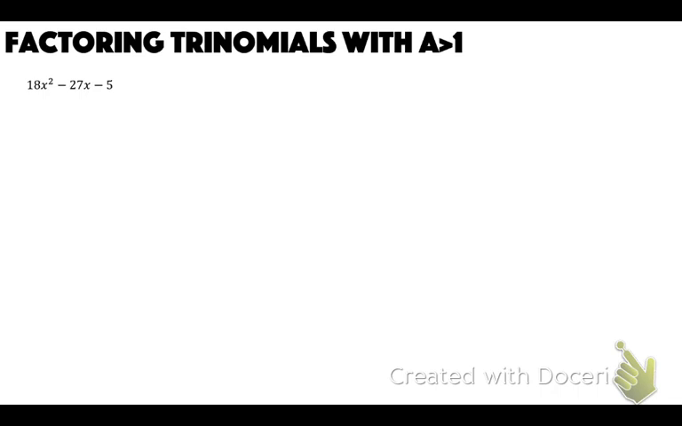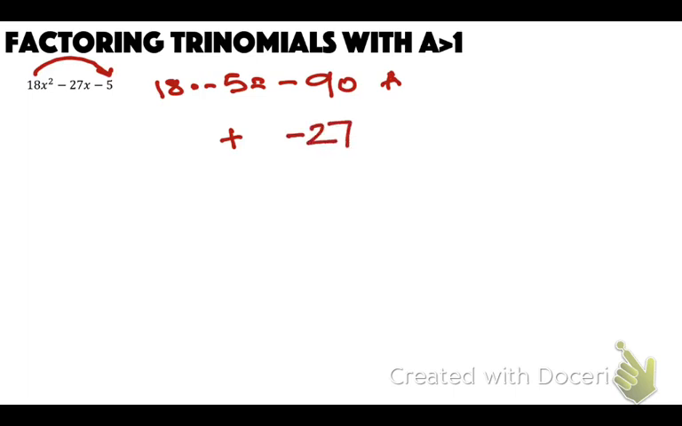Anyways. All right, so now factoring trinomials with a greater than 1. So I want to do this with grouping, and I want to show you something. So if we need to multiply these 2 numbers. So if we do 18 times negative 5. Well, 18 times negative 5, I think that is negative 90. Okay, so we want to see what is going to multiply to give us negative 90 and what is going to add to give us negative 27. So, or subtract.